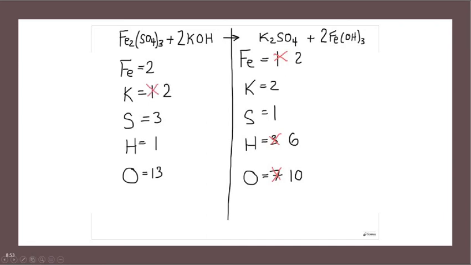And while I did that, I changed the amount of oxygen and hydrogen. So I need to account for that as well. First we'll start with the hydrogen. There was one, I'm multiplying that by 2, so now I have 2 hydrogens here.